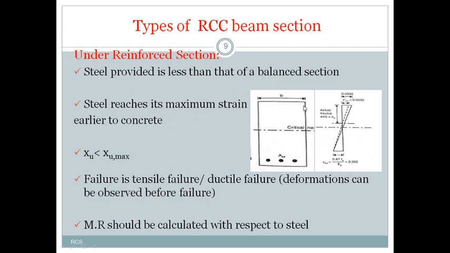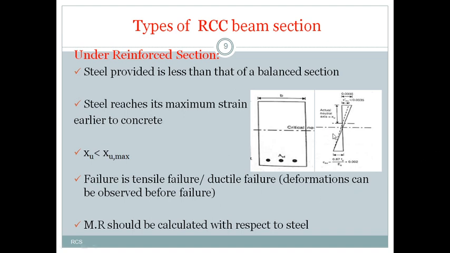So this is the rectangular cross section of a beam, and this is the strain diagram correspondingly. This is the neutral axis. See here, the strain in steel reaches first. This is the 0 point of the strain, and this is the maximum point of the strain in the tension zone. By the time the strain reaches maximum in the tension zone, your concrete is still under straining. It is not reaching its maximum value. That is, the strain at this particular point is less than your maximum strain, that is 0.0035. So that's why we call it an under reinforced section.